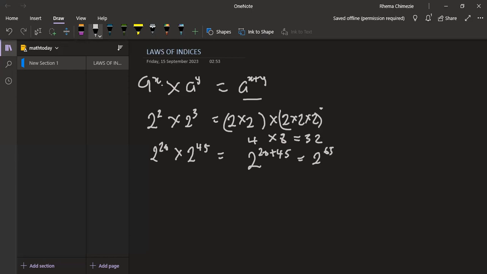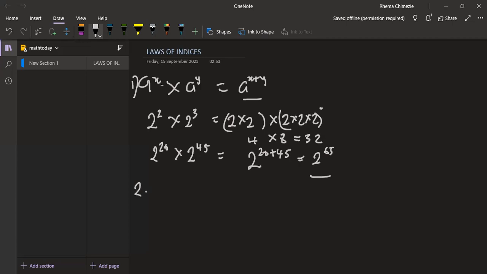You can actually do that with your calculator, but without wasting time, you can leave it as 2 raised to power 65. So it is much more efficient to do it this way. So that's the first law, and it is called the law of multiplication or addition, as the case may be. Let's call this the first one.